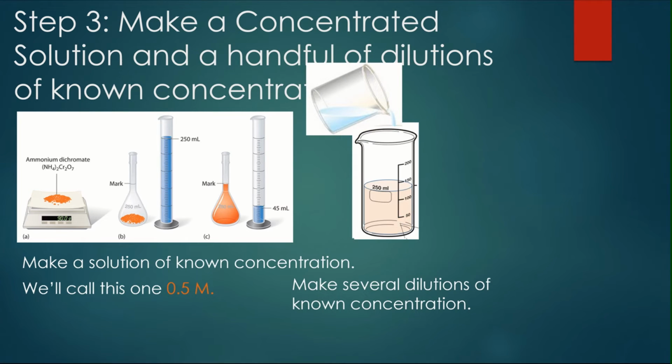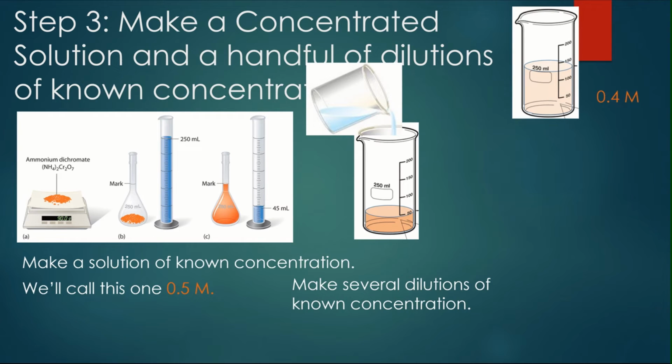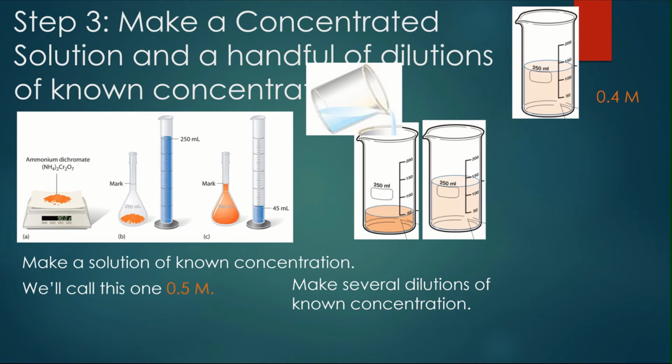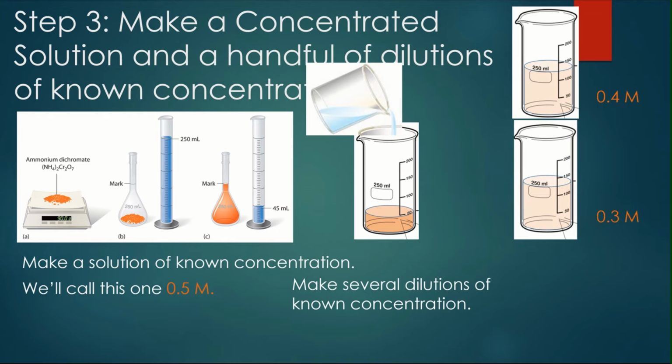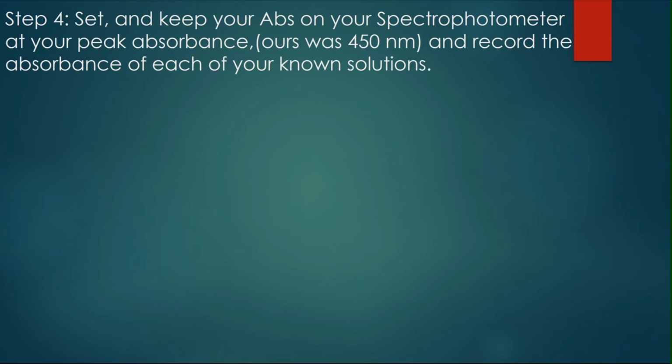And we'll make several dilutions. So we'll dilute with water. We'll call this particular dilution a 0.4 molar. We'll make another one. Add some more water. Call this one a 0.3 molar. And make a third dilution. Make this one even more watery, 0.2 molar, we'll call it.